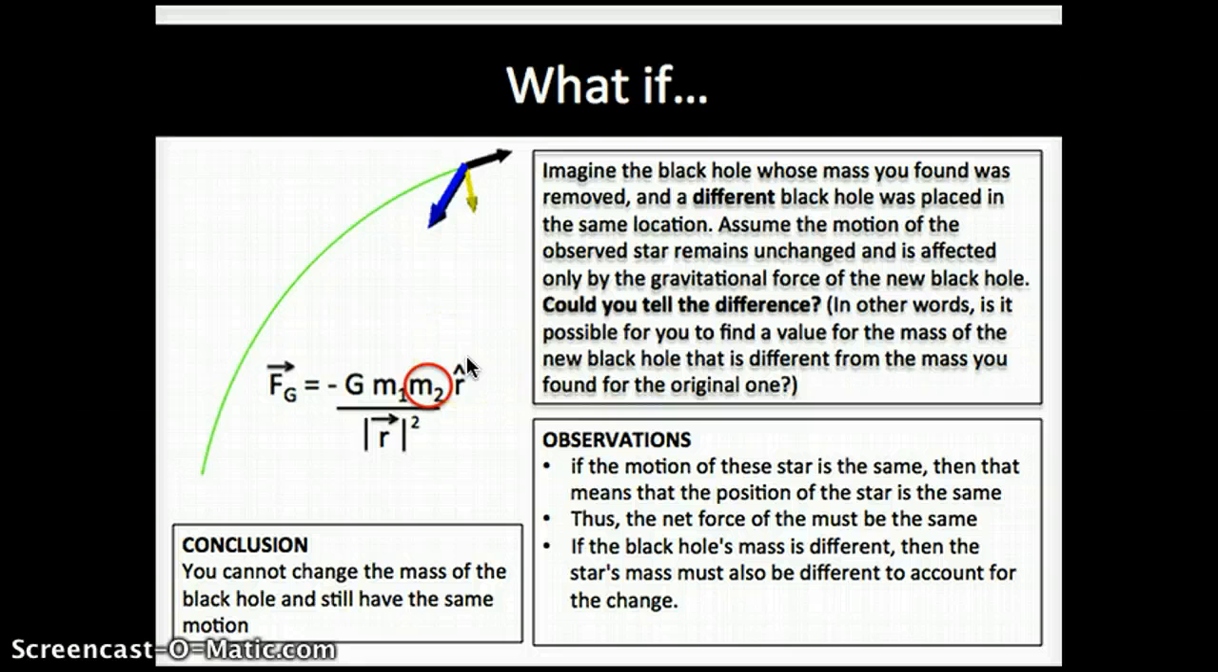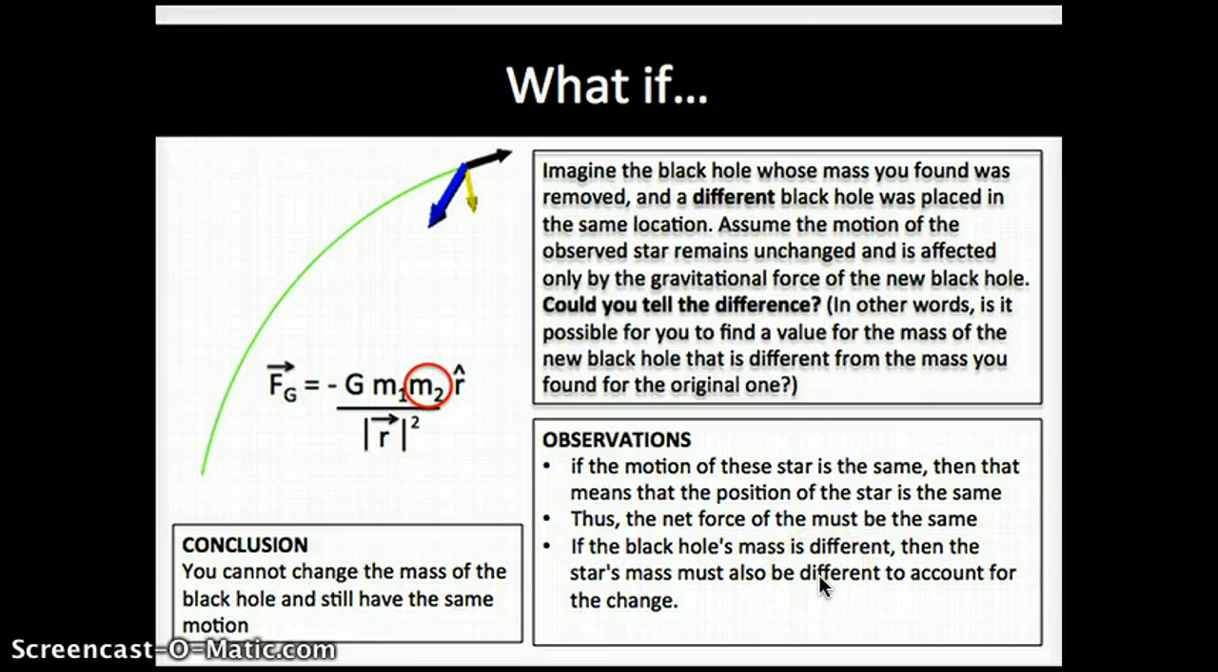Now on to the what-ifs question. Is it possible for you to find the value of the mass of the new black hole that is different from the mass you found for the original one? Looking back at Newton's fundamental law of gravitation, we can observe that if the motion of these stars is the same, then that means the position of the star is the same. That said, if the motion and thus the position of the object is the same, then the net force acting on the object must be the same.